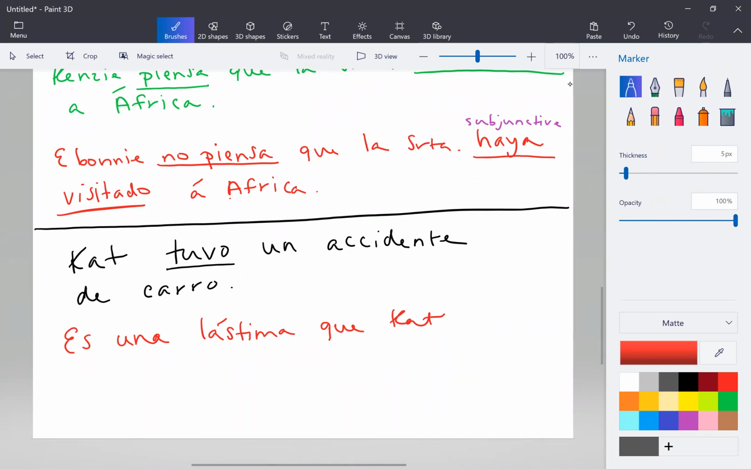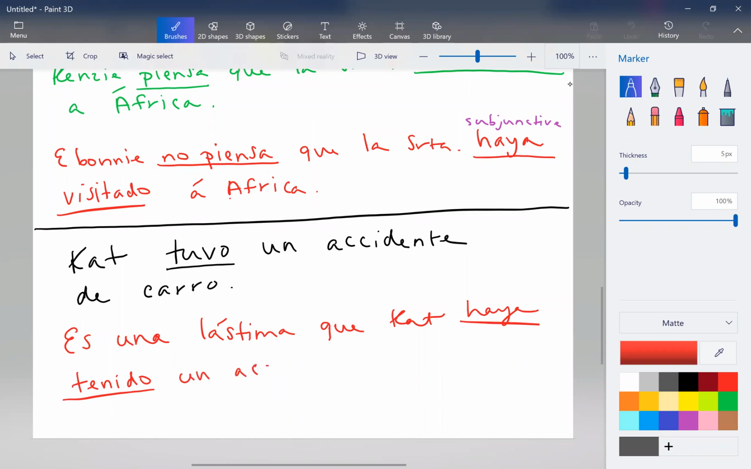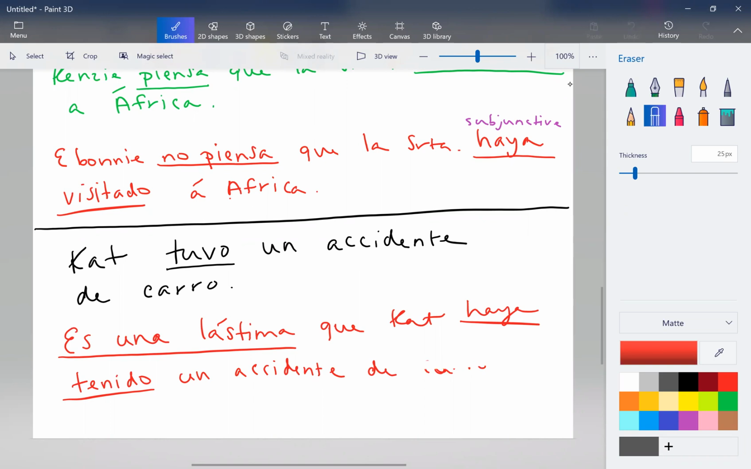Aya. Aya tenido un accidente de carro. Okay, so Matt, whenever we're using one of these phrases, like it's a shame that, or one that indicates doubt, like up above, we need to use the subjunctive, and that's how you tell. You have to look at the phrase that comes before it.